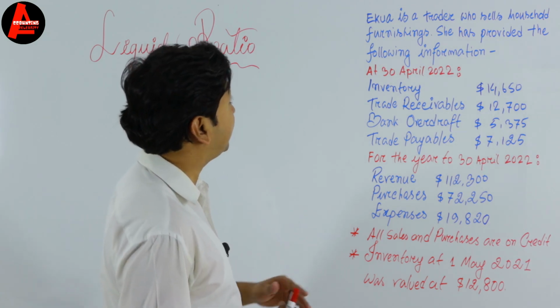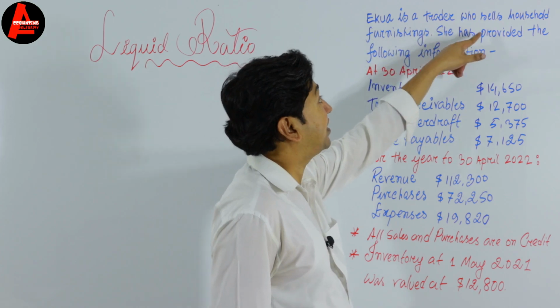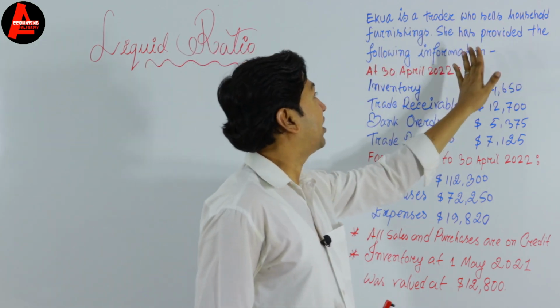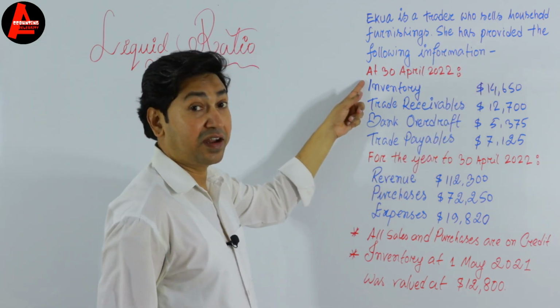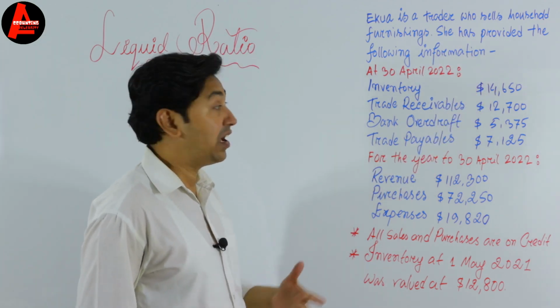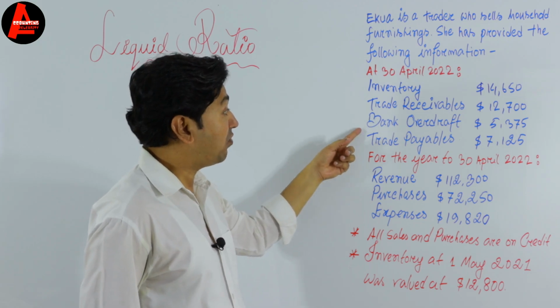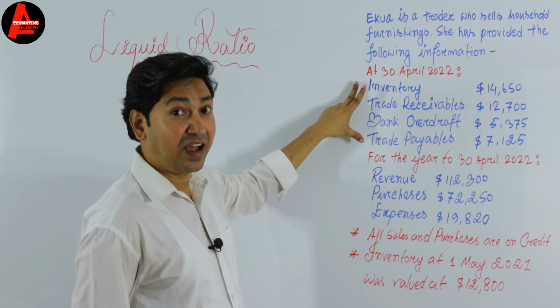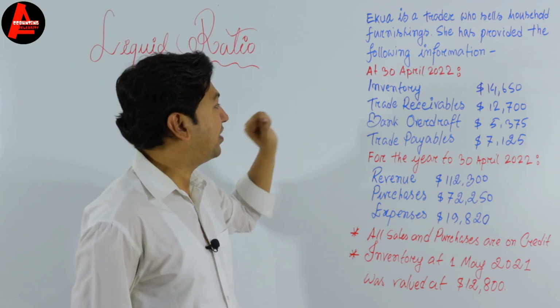So what is the question? Iqua is a trader who sells household furnishings. She has provided the following information. At 30 April 2022, she has inventory, trade receivables, bank overdraft, and trade payables. These are basically current assets and current liabilities.